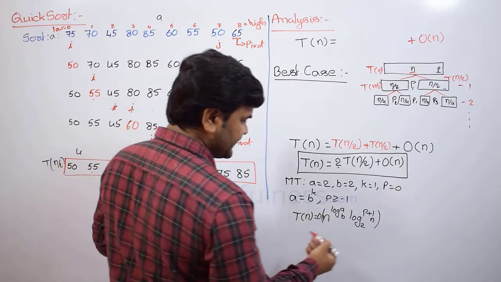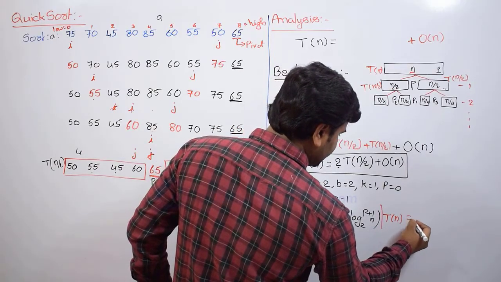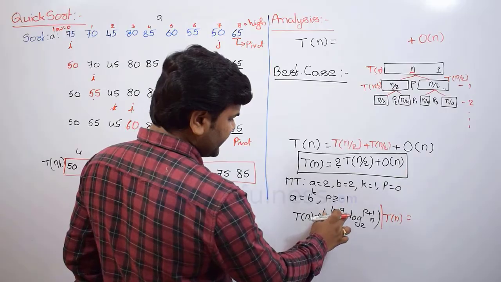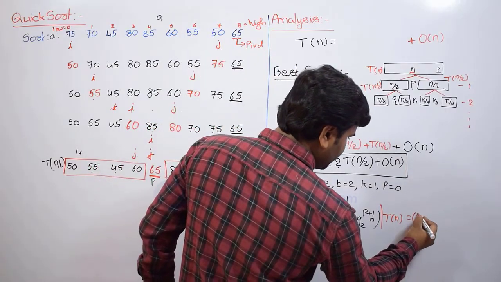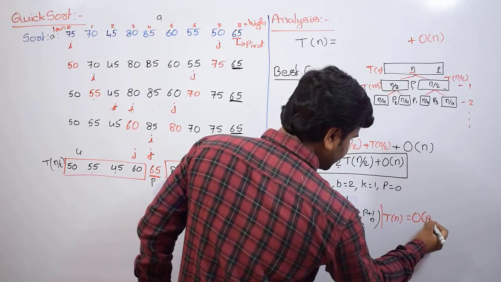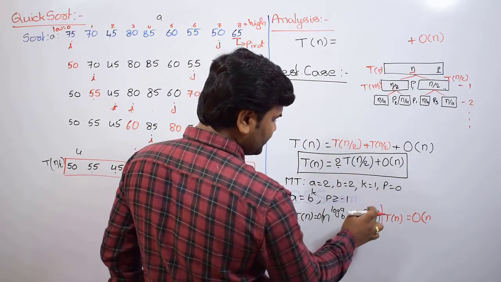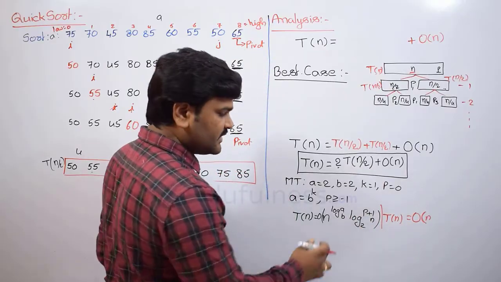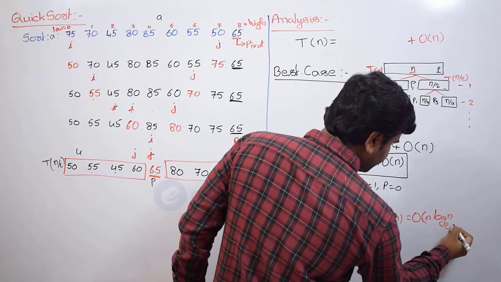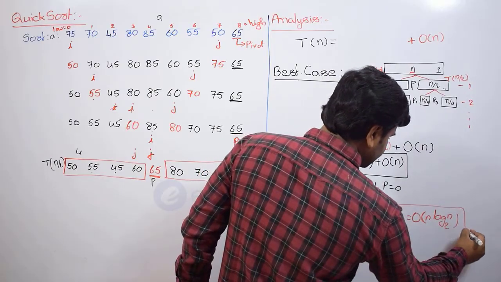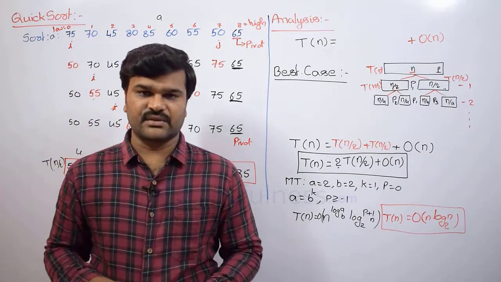If you write this down, T of n equals n power log A base B. Log 2 base 2 is 1, so big O of n power 1, that is n, and P is 0, so 0 plus 1 is 1, so log n base 2. This is the time complexity in the best case of quicksort.